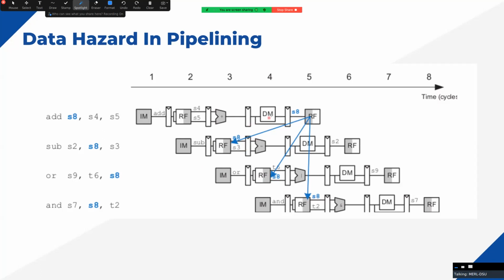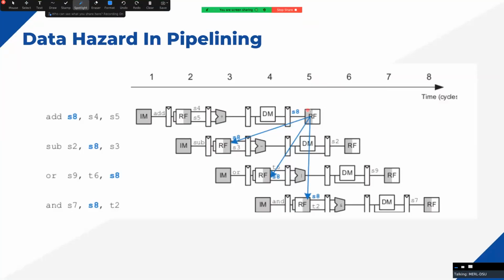The third error we can encounter is during the execution of the AND instruction, which is also using the S8 data value. Again, you can see that at one time I am writing the register and in the same cycle I am also decoding the instruction, so it cannot happen simultaneously.